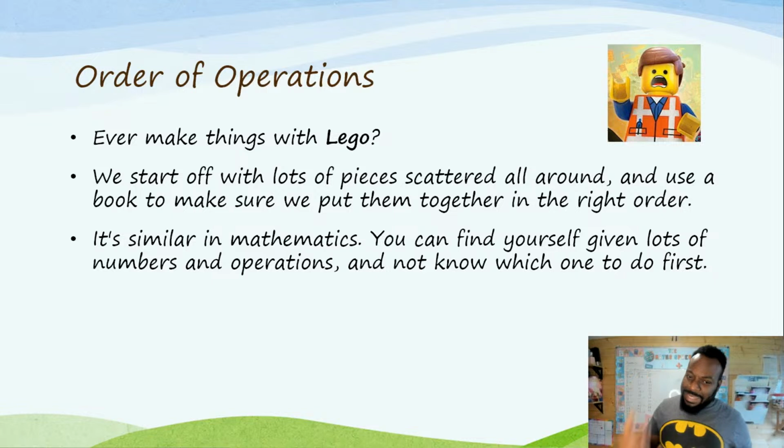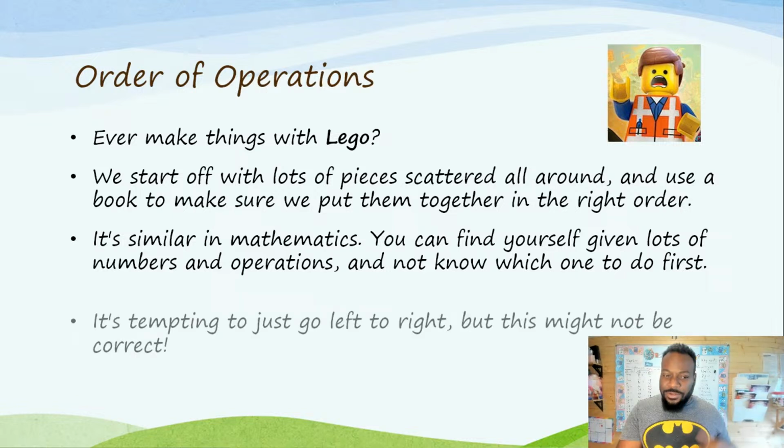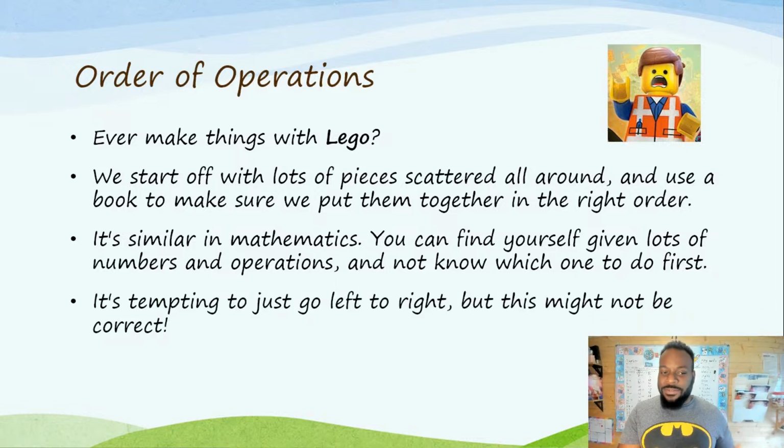So similarly in mathematics, you can find yourself given lots of numbers and operations and not really know what to do first. It's a bit like Lego being scattered around and not having the instructions. If I want to build this velociraptor or whatever it is, I can just muddle around and make some kind of velociraptor, but it won't necessarily look just like the picture on the box without the instructions. So there's an order of how we should put things together. Now, it's tempting to just go from left to right, but this might not be correct. Not in every case. Some cases maybe so, but not in every case.